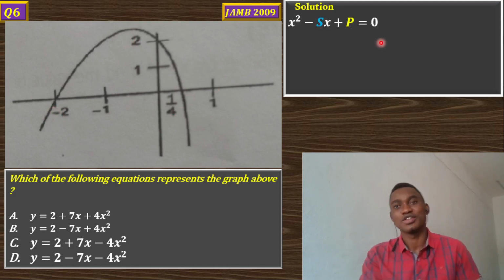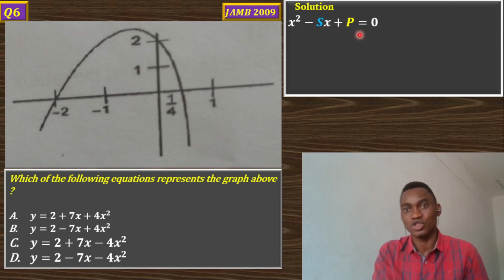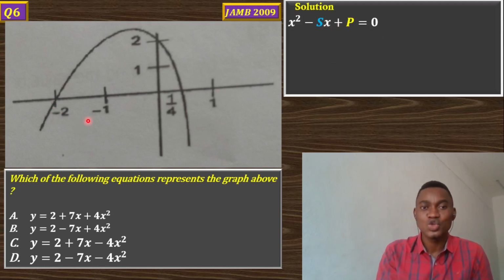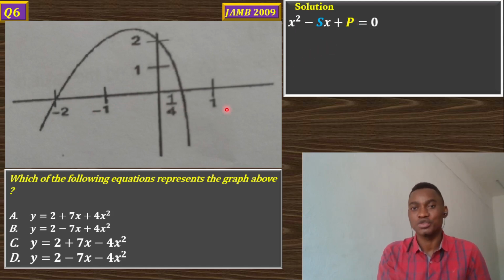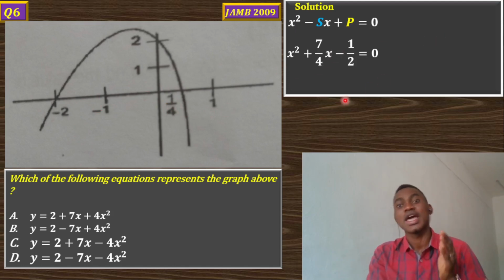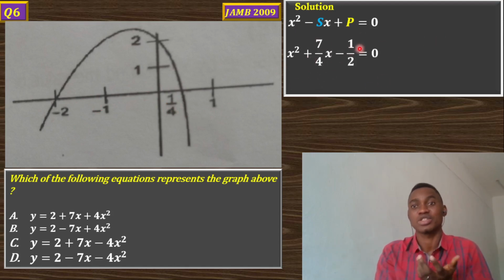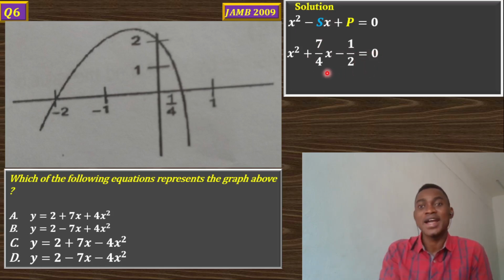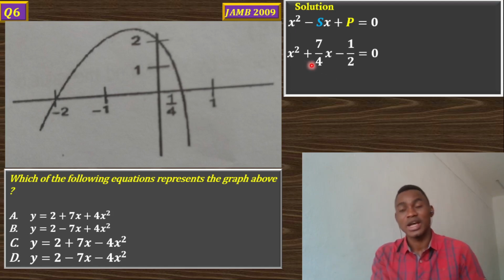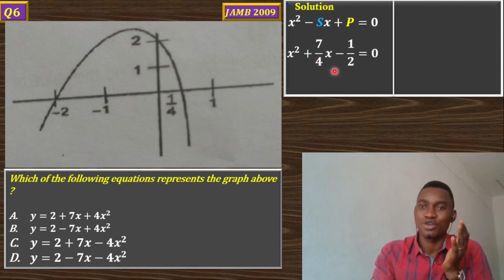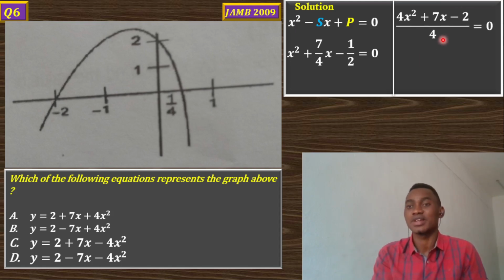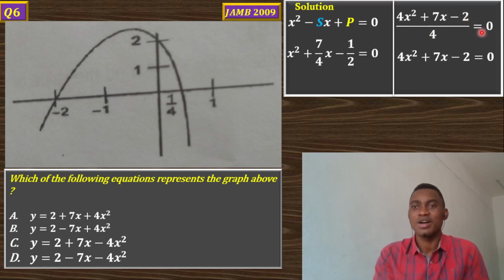Let's recall the formula: x squared minus Sx plus P. Our S is -2 plus 1 over 4, and P is -2 times 1 over 4. That gives us x squared plus 7 over 4 x minus half equal to 0. The next thing is to find the LCM of the left hand side. The LCM is 4. So we have 4x squared plus 7x minus 2 all over 4 equal to 0. When we cross multiply, we have 4x squared plus 7x minus 2 equal to 0.